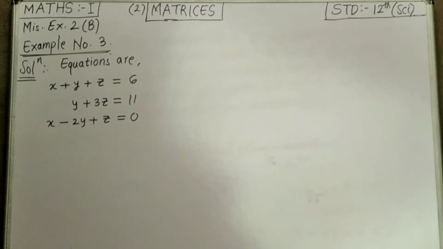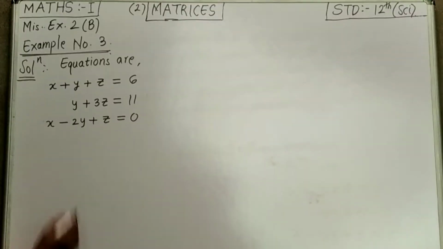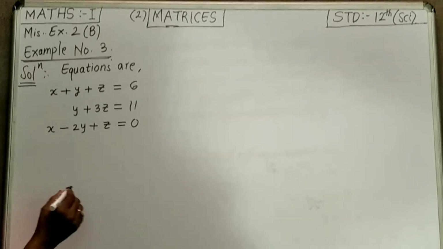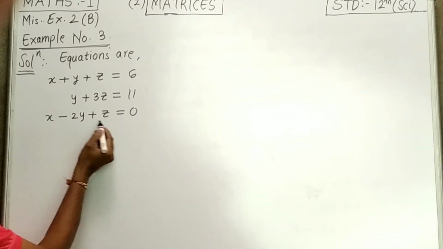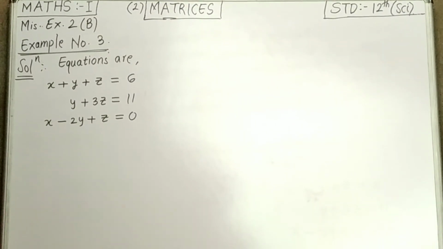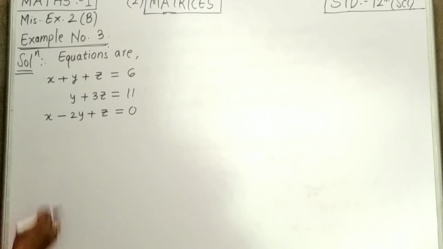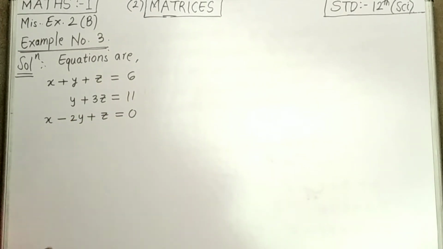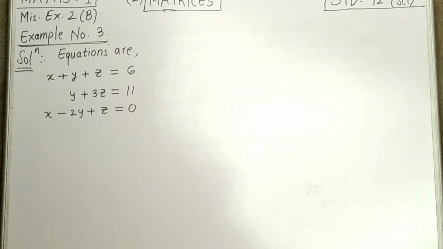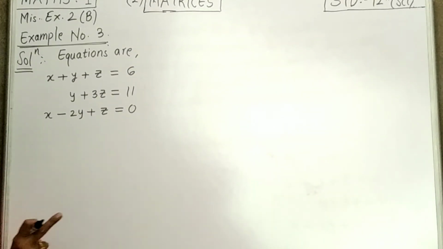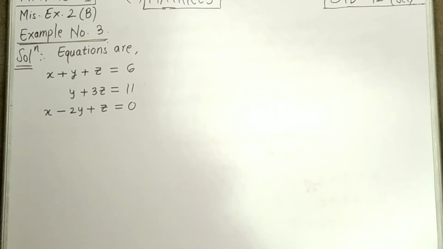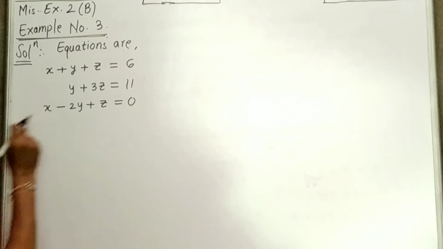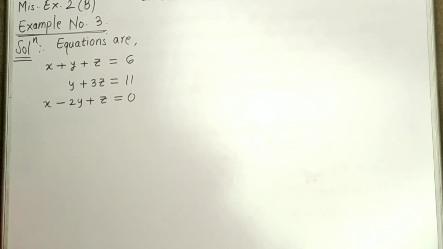Now continuing this example, the equations are x plus y plus z is equal to 6, y plus 3z is equal to 11, x minus 2y plus z is equal to 0. Now we solve these by using matrices. In matrices we use two methods. One is the reduction method, the second is the inversion method. Here we use the reduction method.